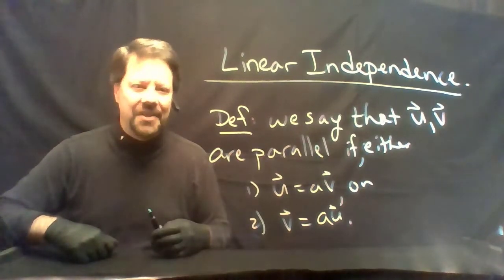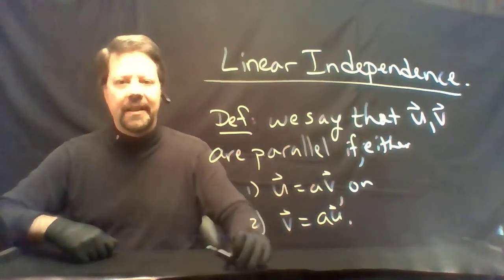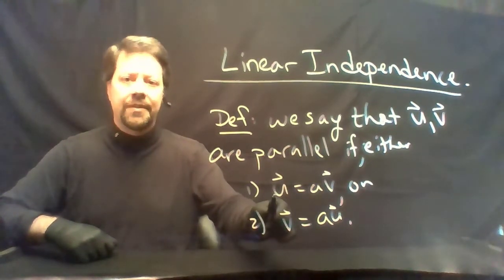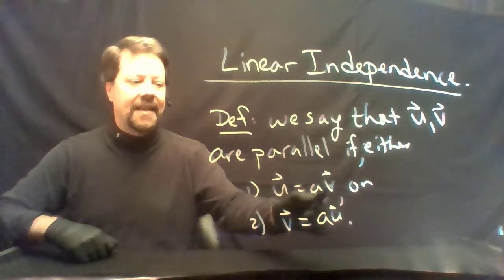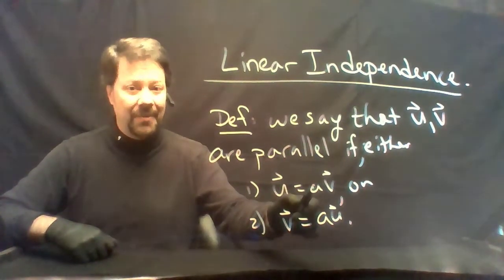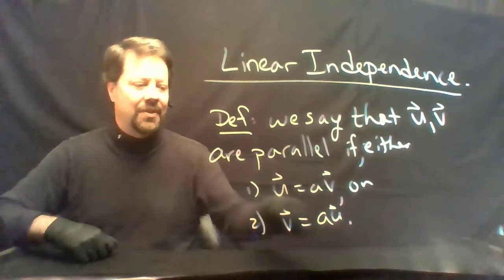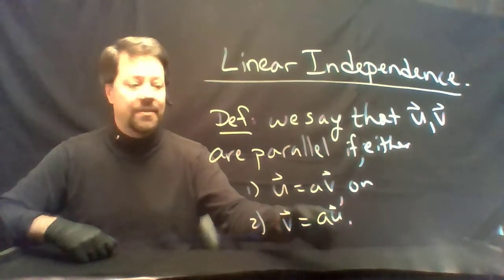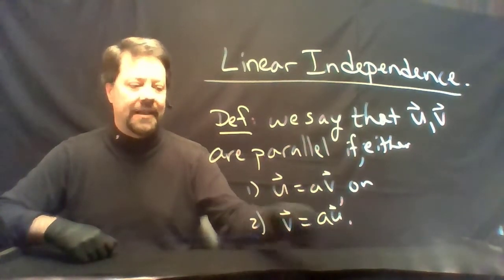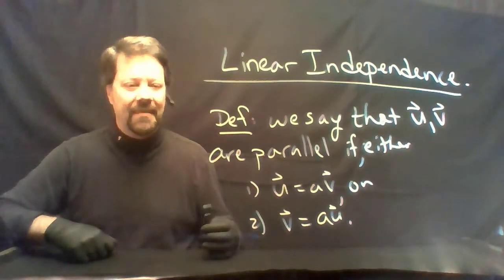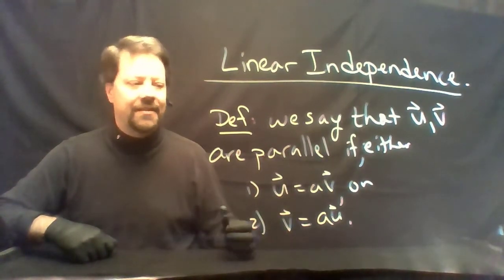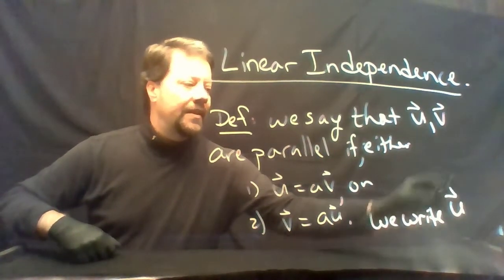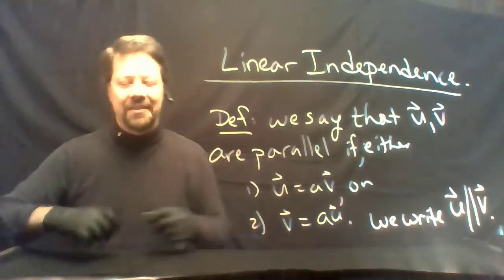We are being a little cagey here. We're not excluding the possibility that one of these vectors is the zero vector. For instance, if u is the zero vector, then we could rescale v by the scalar 0 to give you the zero vector u, but it wouldn't work the other way around. If v was not the zero vector and u was, there's nothing you can multiply the zero vector by to get something that's not the zero vector. So we have to have both of these conditions. We write u is parallel to the vector v.